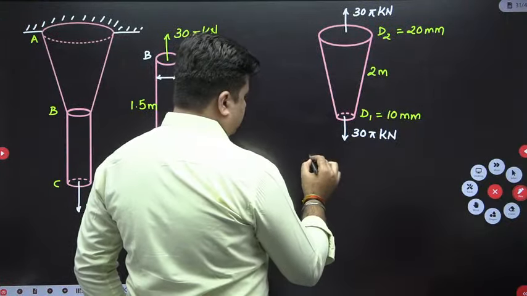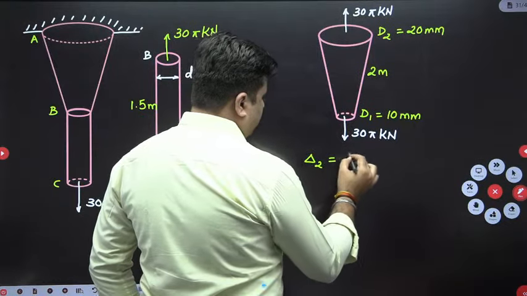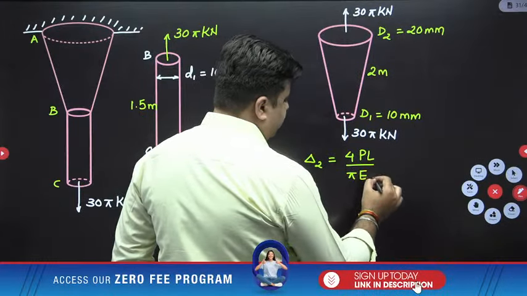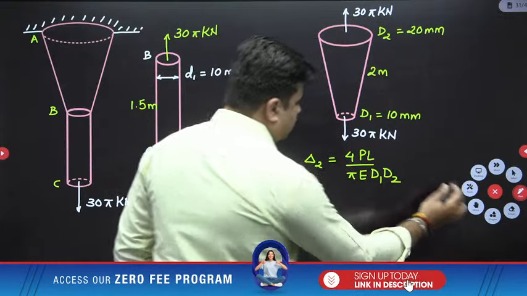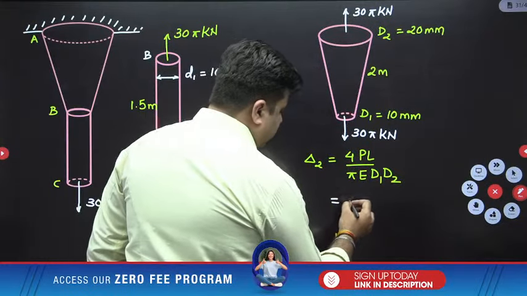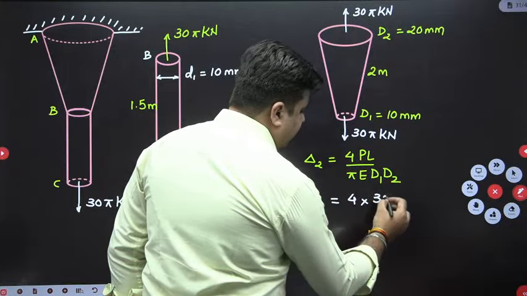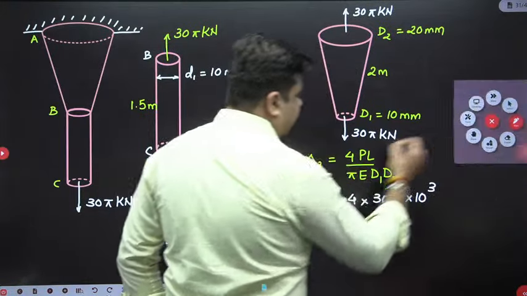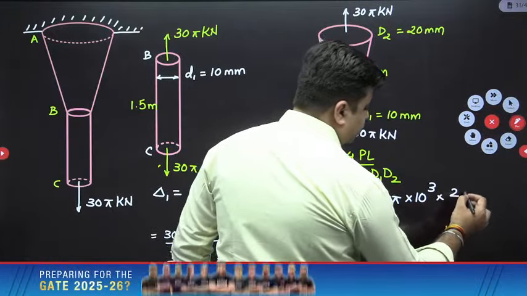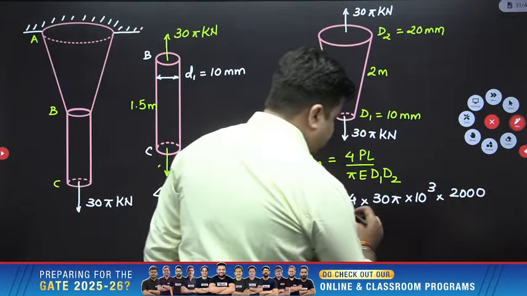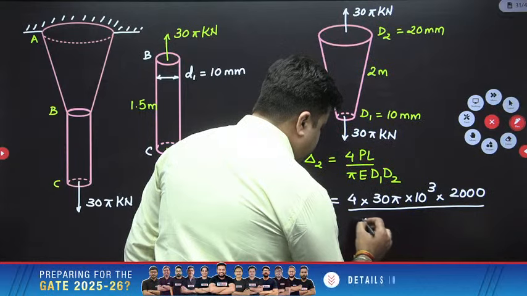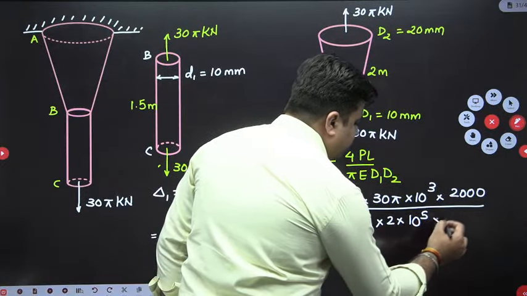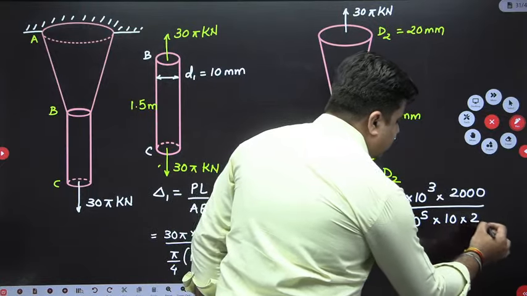So delta 2 is equal to 4 PL upon pi E D1 D2. So this is equal to 4 into P, where P is 30 pi kilonewton. Please keep a check on the units. So 30 pi into 10 raised to power 3, length is 2000, divided by pi E, where E is 2 into 10 raised to power 5 megapascal, and D1 D2, so 10 into 20. Please tell me this answer.